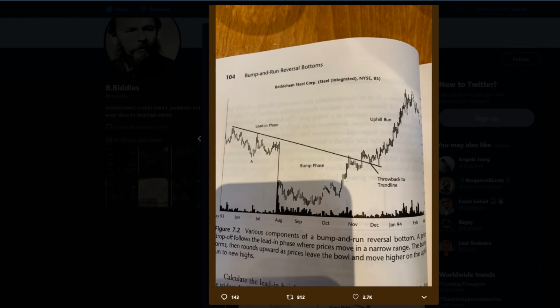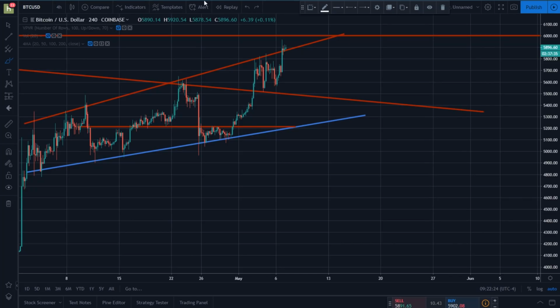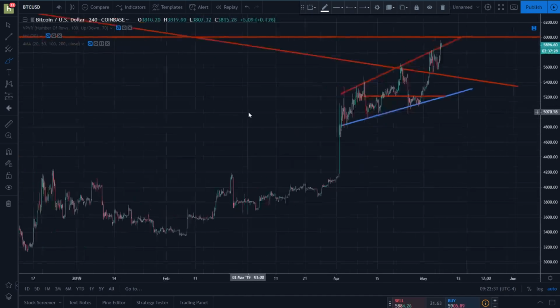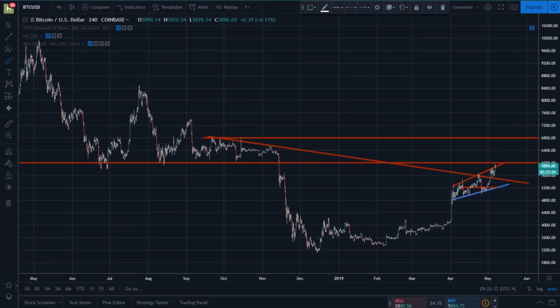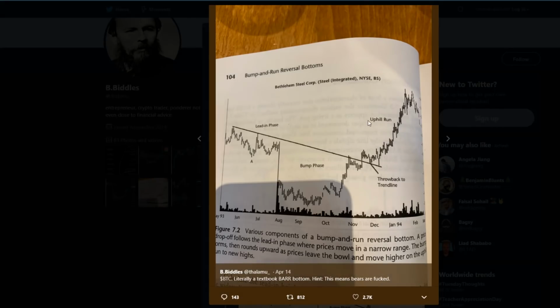Gigantic run happens next. That's what is supposed to happen next if we continue following the bump and run reversal pattern. So far, it has played out literally verbatim matching the textbook. It looks almost identical. Take a look at this chart right here. This is what the chart looks like on Bitcoin. This is what the chart looks like in the textbook.